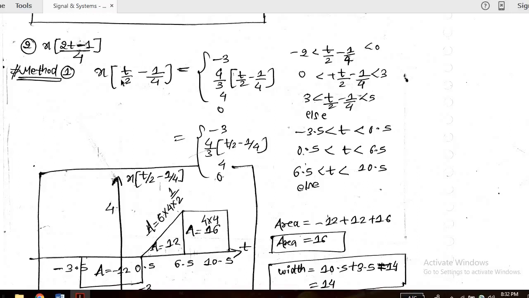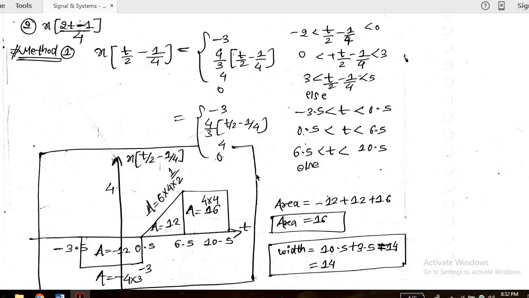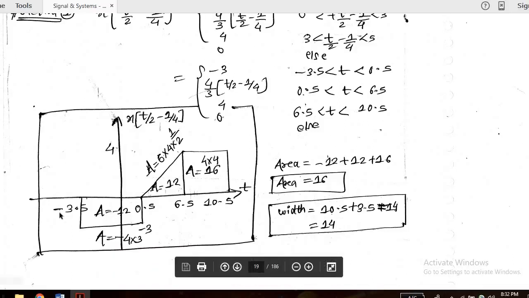In place of t, substitute t by 2 minus 1 by 4. Now you do operations so that only t remains. First, try to eliminate this term by adding 1 by 4 on all three sides. Next, multiply by 2 so that 2 into t by 2 becomes t. Next, you find the new range limits in the new equation. Based on this mathematical representation, now you draw the signal. So this will be x of t by 2 minus 1 by 4. If you are asked for the area, you can calculate the area of this rectangle, this triangle and this rectangle.